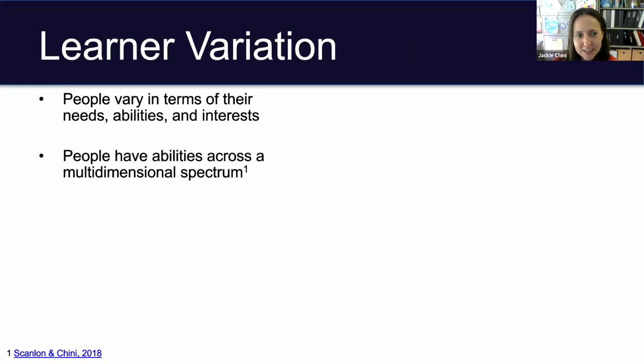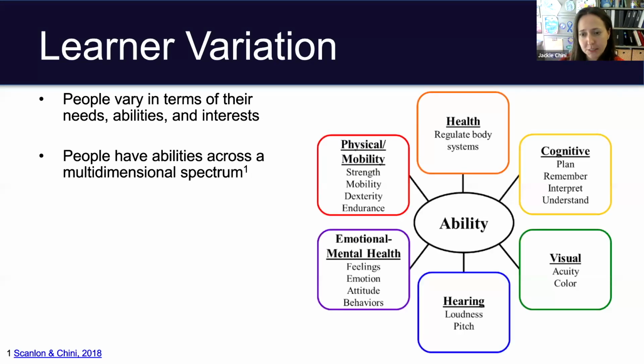So, learner variation. We created a toy model to help us think about the different ways that people may vary. And we believe that all people vary in their needs, abilities, and interests, and that these needs, abilities, and interests exist across a multidimensional spectrum.